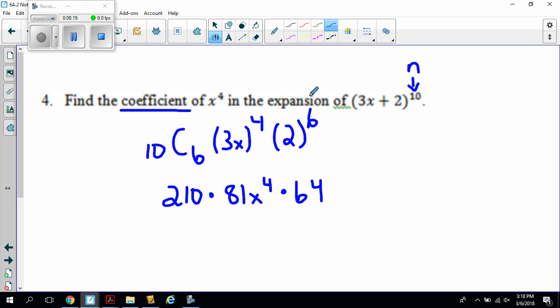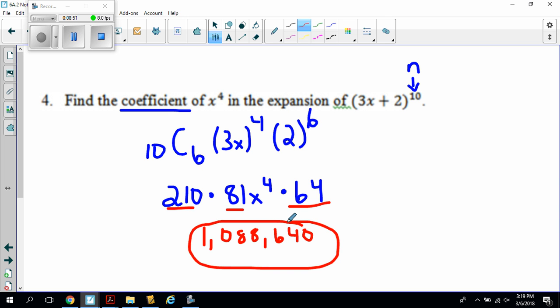So now, 81 is just not our coefficient because we're multiplying by other numbers. So you need to multiply all of these numbers, and this will get you to the coefficient, the value in front of our x to the 4th. So if you multiply all of that out, you should get about 1,088,640. And then this value is going to be your coefficient that's in front of your x to the 4th.